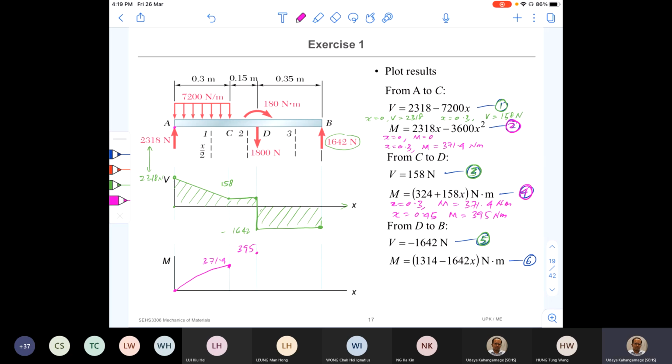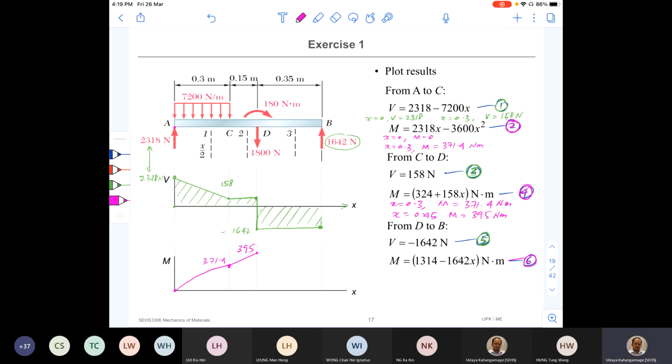So what is the variation? The function from C to D is a linear function. Therefore, it's a straight line, like this. Remember, it's a straight line. Okay. And next, we are going to use equation number 6.